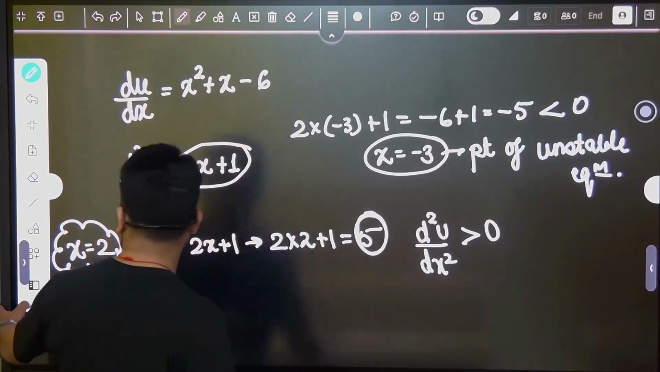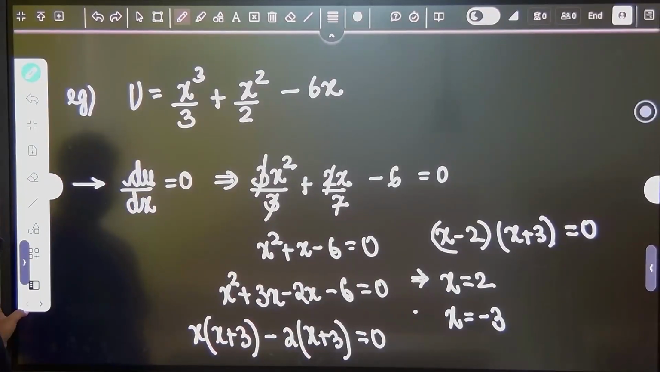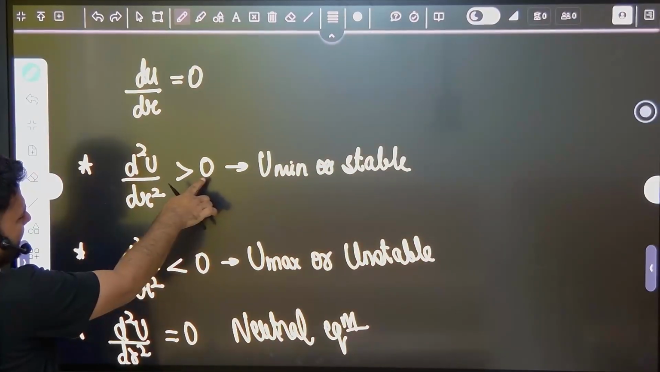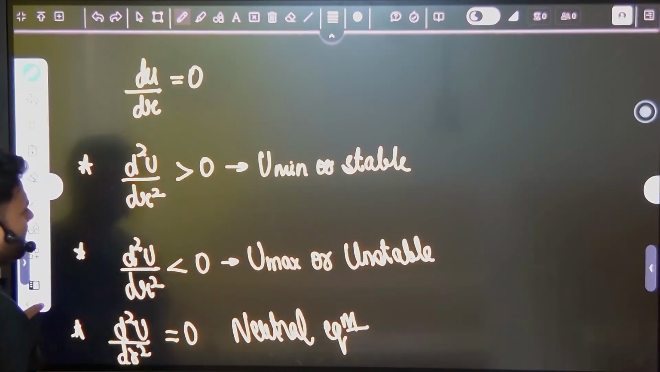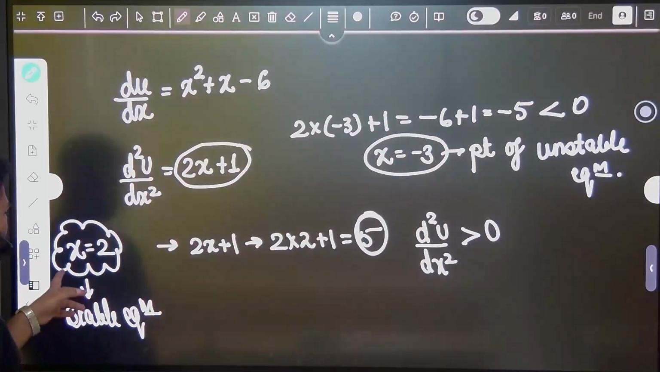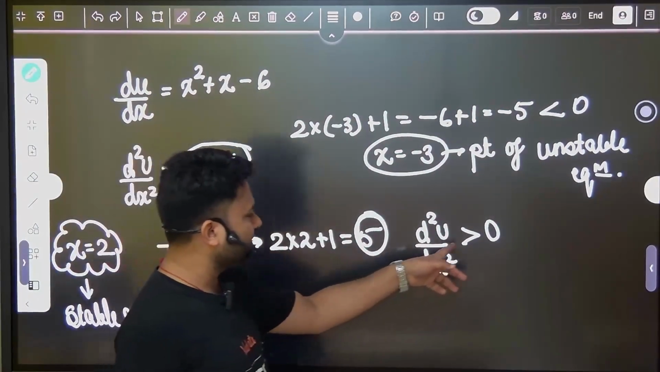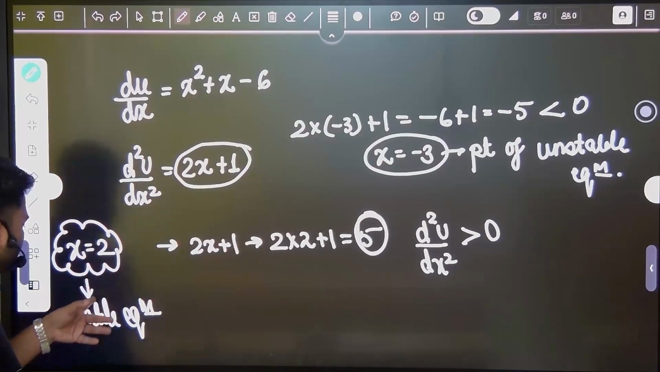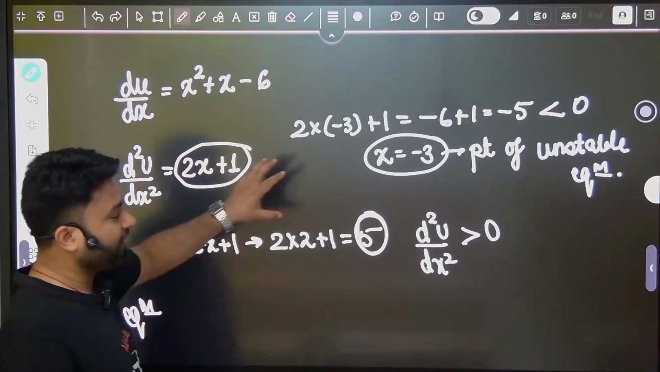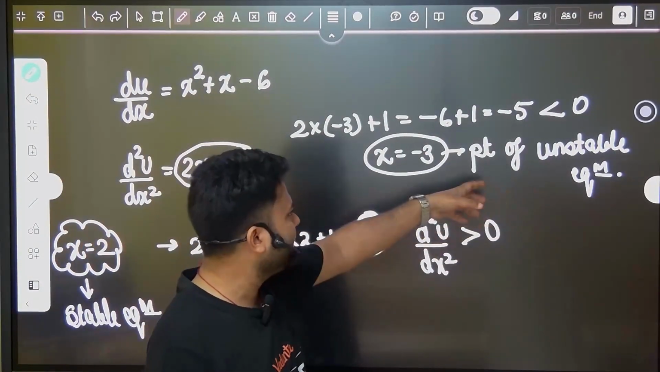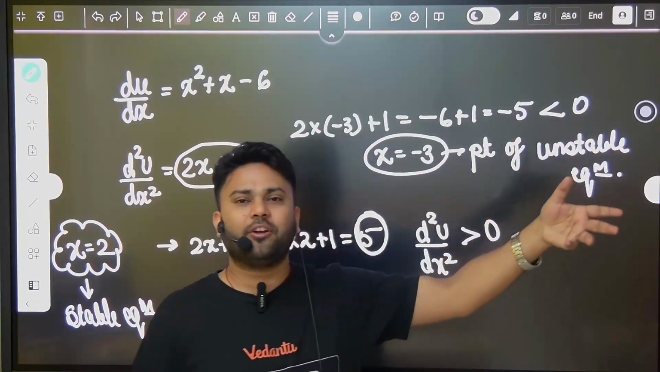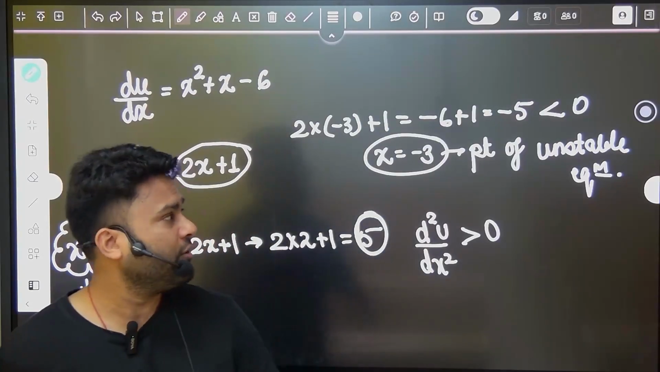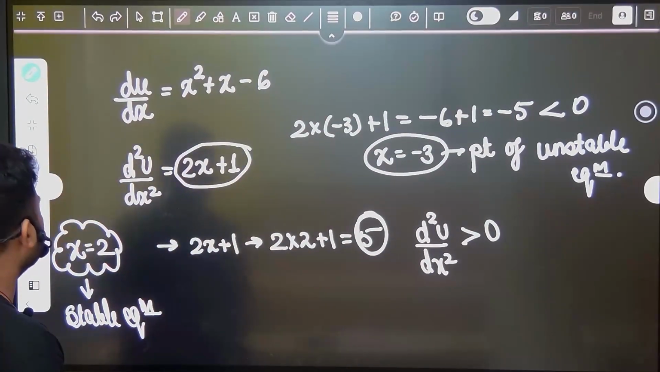See, again I am saying, if d2u by dx square is coming greater than 0, that will be a point of stable equilibrium. So x equals to 2 is a point of stable equilibrium. But if it is coming less than 0, means negative, like here, it will be a point of unstable equilibrium. Correct? It will be a point of unstable equilibrium.